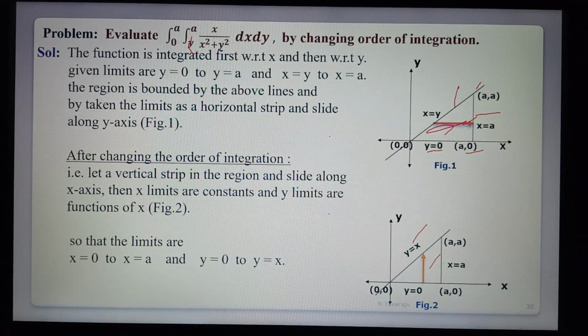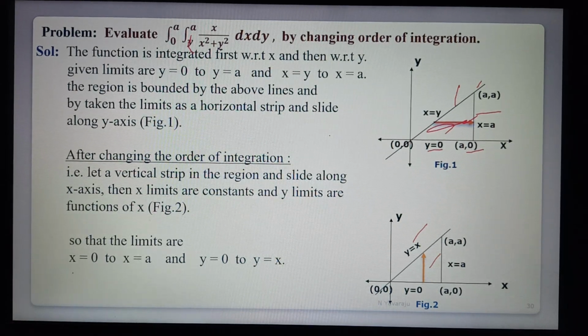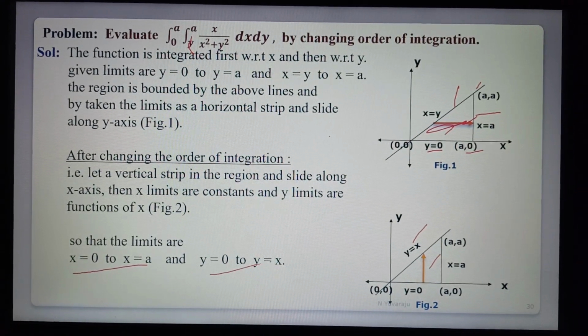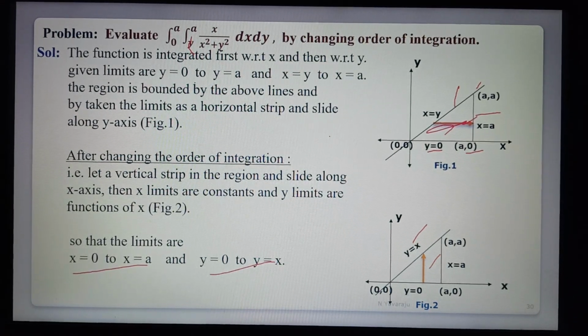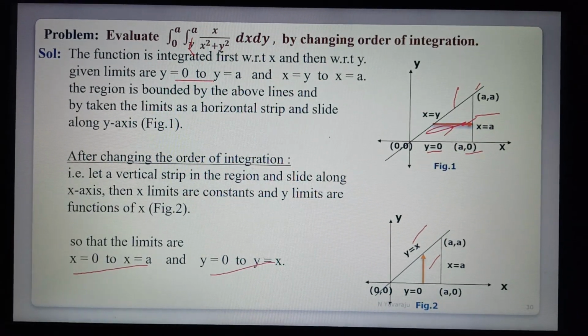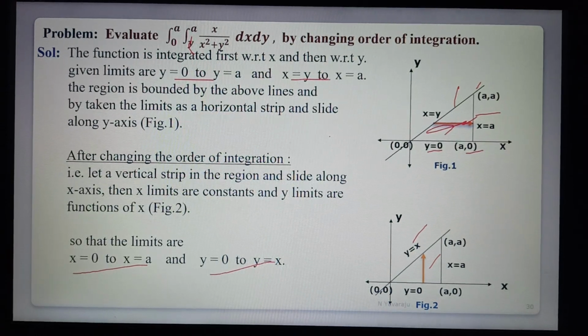So this is the integral after changing the order of integration, x limits 0 to a and y limits 0 to x. See here, x limits constant, y limits function of x. So given y limits constant and x limits function of y, right? So this is the changing order of integration.